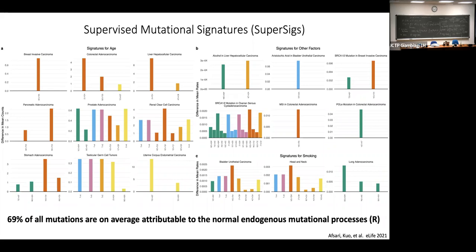By the way, we knew that smoking likes to make C to A mutations. For head and neck, it's very different. I would say bladder and head and neck are much more similar to each other than to lung. Then you can use the signatures to assess how much of each one of the signatures is present in a patient. Once you have the matrix of signatures, you basically can do non-negative linear regression, and that spits out your prediction.